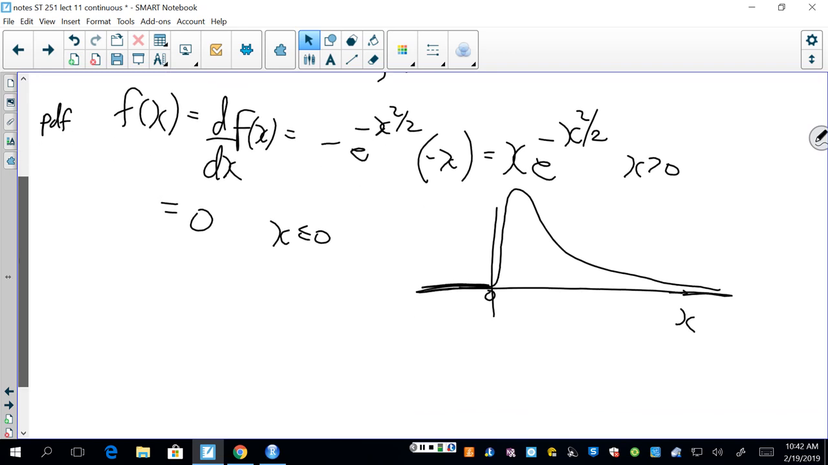So what's the probability, say you had some number here, like 5? What's the probability that our Rayleigh variable is greater than or equal to 5?